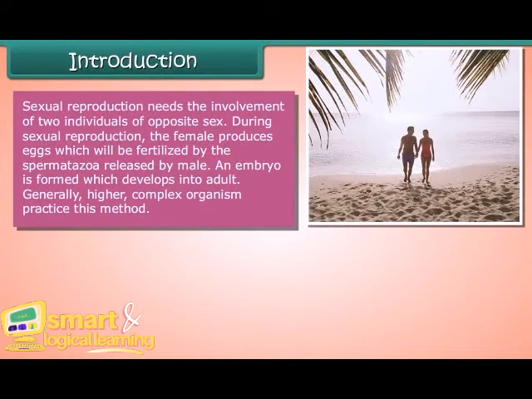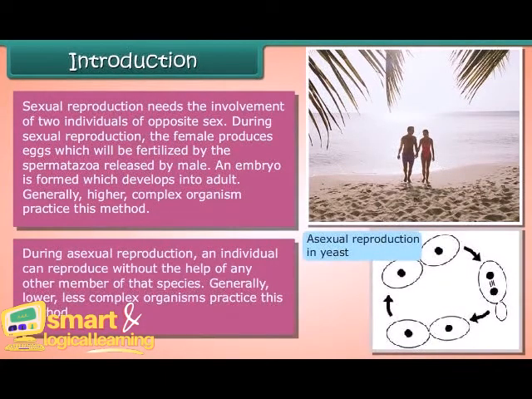During sexual reproduction, the female produces eggs which will be fertilized by the spermatozoa released by the male. An embryo is formed which develops into an adult. Generally, higher, complex organisms practice this method. During asexual reproduction, an individual can reproduce without the help of any other member of that species. Generally, lower, less complex organisms practice this method.